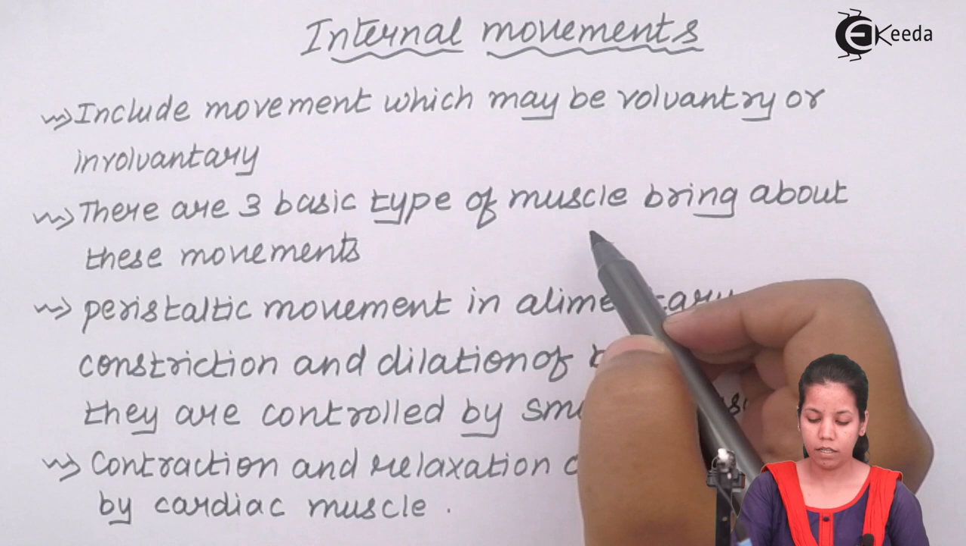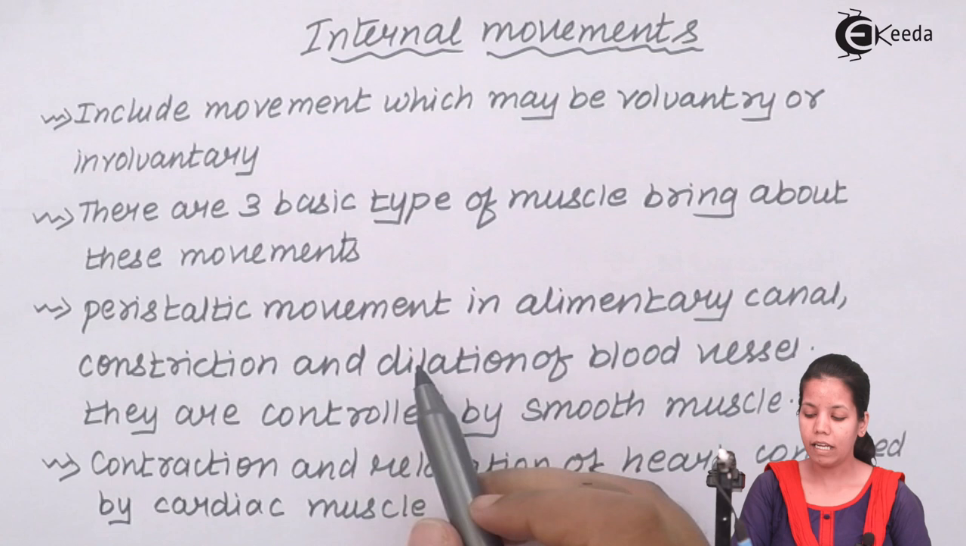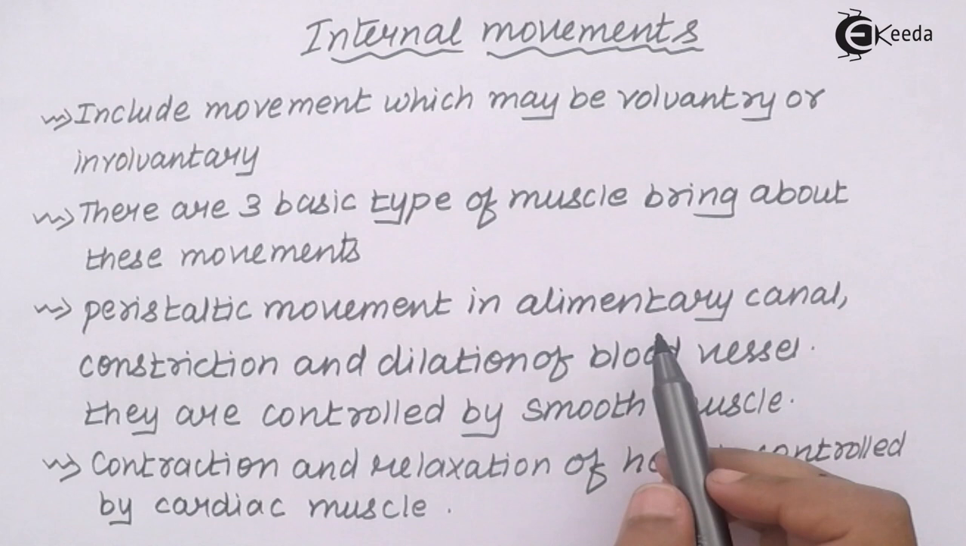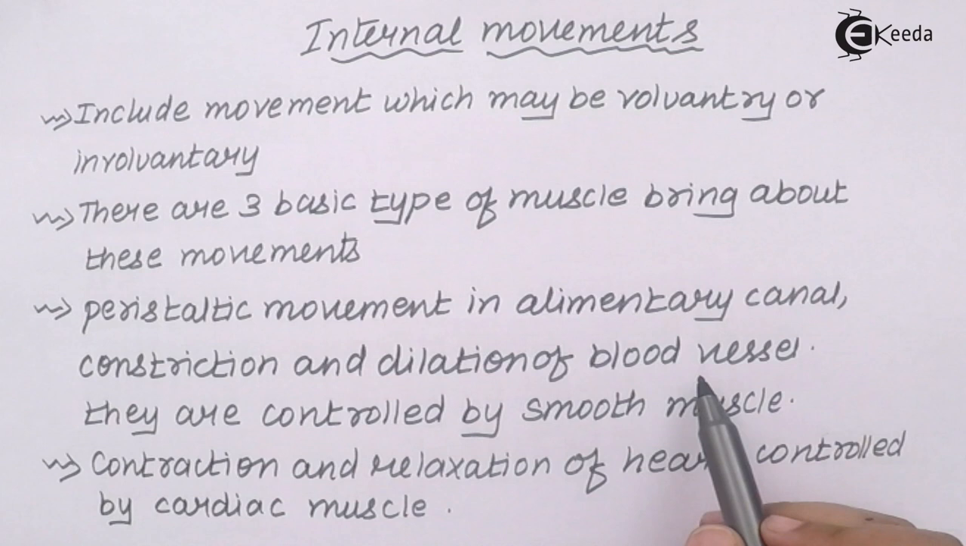The peristaltic movement, if I talk about it, is present in your alimentary canal, your esophagus or food pipe, with continuous contraction and relaxation just to pull down the food particles. Also, constriction and dilation of your blood vessels, whenever the blood is flowing to different organs and regions of your body, are controlled by the smooth muscles of your body.